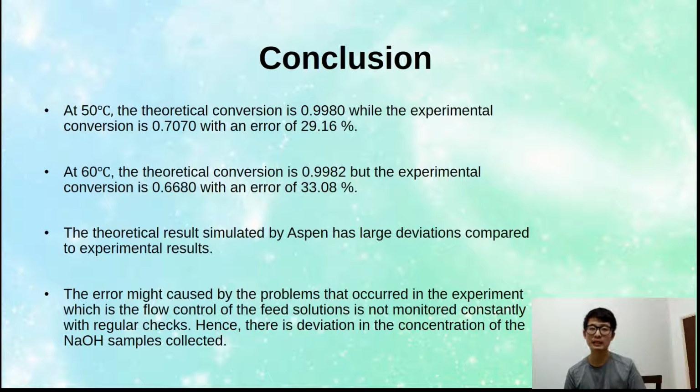Overall, the theoretical result simulated by Aspen has large deviations compared to the experimental result. The error might be caused by problems that occurred in the experiment, which is that the flow rate of the feed solutions was not monitored constantly with regular checks. Hence, there is deviation in the concentration of NaOH samples collected. So what should we do?